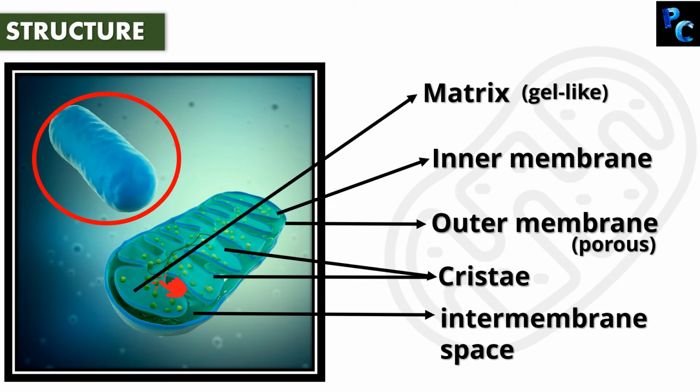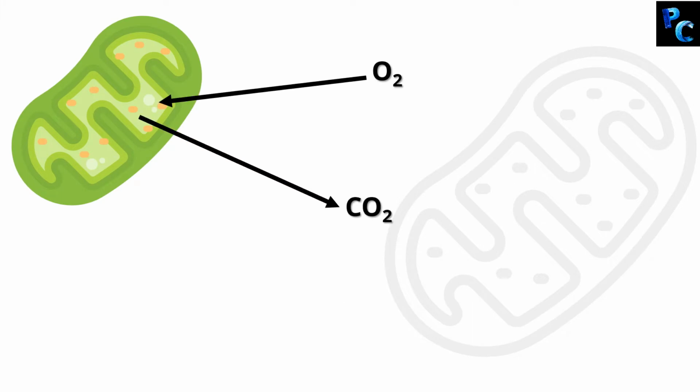Do you have any idea why the inner membrane is so much folded? To increase the surface area. Now you will ask me, ma'am, why does the surface area need to be increased? This is because more surface area means more space, so it can accommodate more enzymes for respiration and synthesis of ATP. Mitochondria takes oxygen from outside and eliminates carbon dioxide.